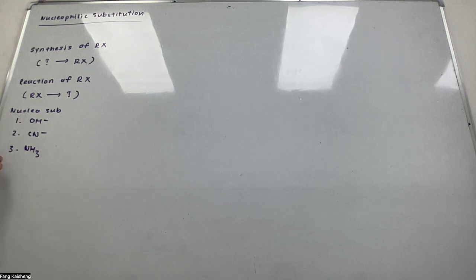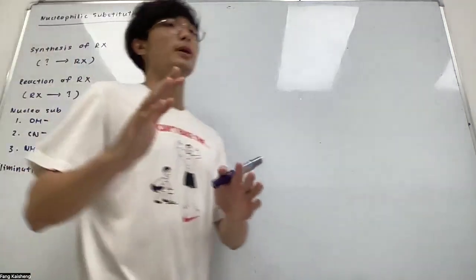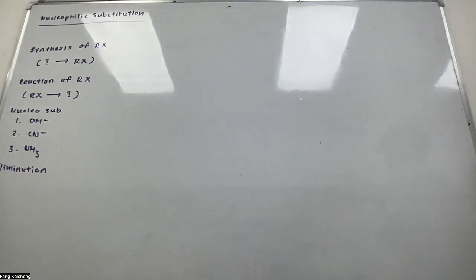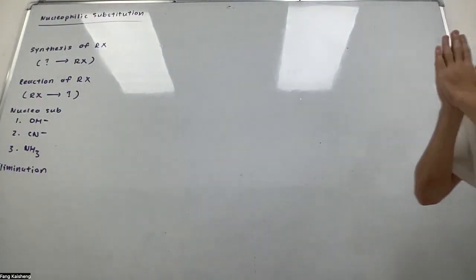Other than that, halogenoalkanes can also undergo elimination. It's a slightly different reaction that gives you an alkene instead. That's pretty much all we went through, all the specifics. You can look back at the notes. But for today, I'm going to go straight into nucleophilic substitution.